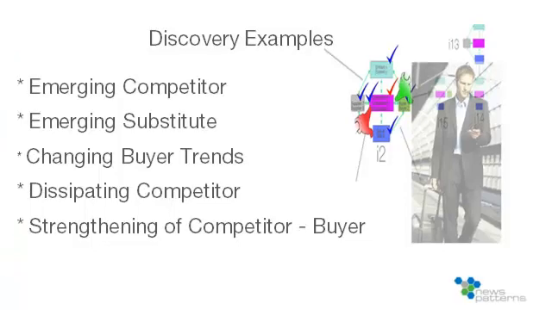There are many examples of the discoveries that Industry Graph can deliver to its clients. These include emerging competitors, emerging substitutes, changing buyer trends, dissipating competitors, strengthening of competitor-buyer relationships, and many more. All of these discoveries can turn into a significant competitive advantage for our clients.